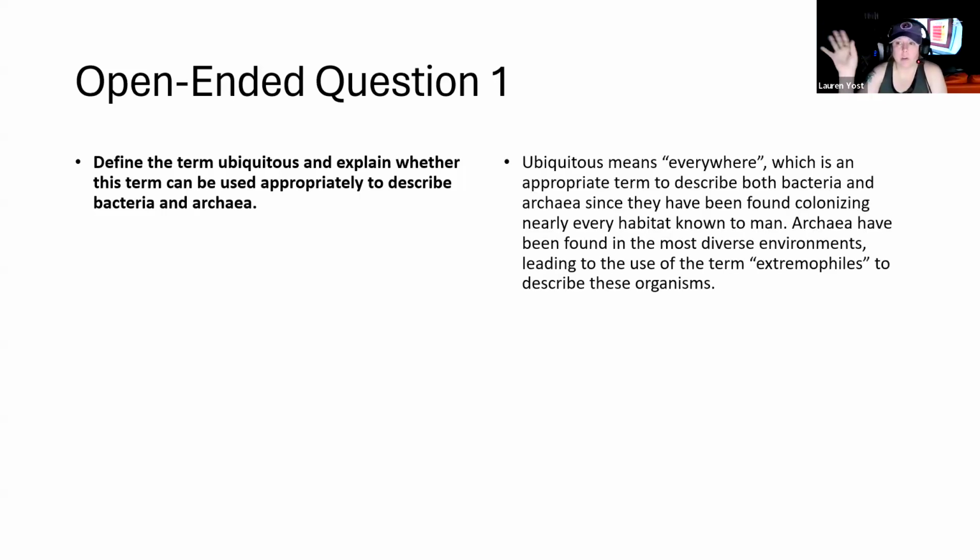So define the term ubiquitous. It just means everywhere, all over the place, anywhere you could possibly look. And can that be used appropriately to describe bacteria and archaea? Ubiquitous, it's everywhere. It is appropriate for describing both bacteria and archaea. They have been found colonizing pretty much every habitat known to man. Archaea have been found in the most diverse environments, leading to the use of the term extremophiles, which we already applied in our study session to describe these organisms. So yes, ubiquitous could be used to describe both bacteria and archaea.